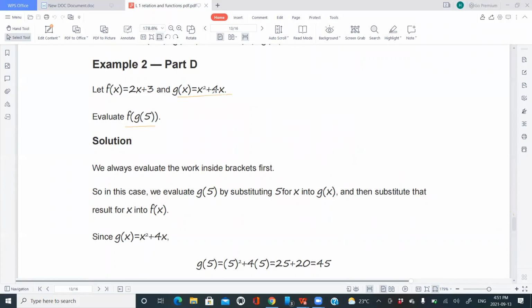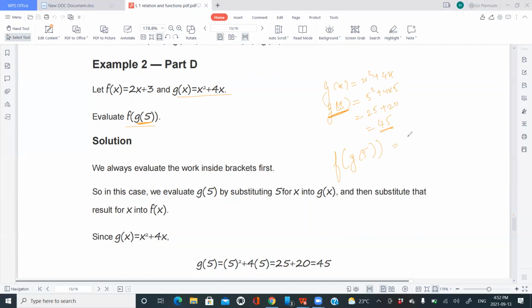So you have g(x), right? First of all, g(5). g(x) is equal to x square plus 4x. So you will find g(5). g(5) means 5 square plus 4 times 5, right? So that means 25 plus 20, it will be 45. So the value of g(5) will become 45. Now you have to find f of g(5).